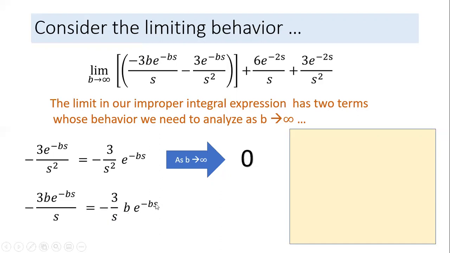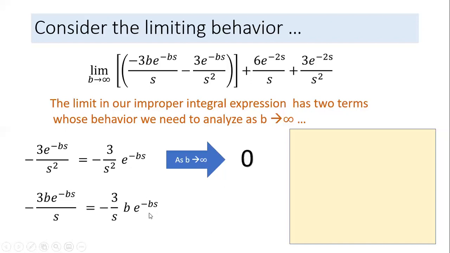The e to the minus bs, as we just said a minute ago, is tending towards 0. The b is tending towards infinity. So we have a piece that's tending towards infinity, and we have a piece that's tending towards 0. That would be what we refer to as an indeterminate form. But when we look at those functions and their growth rates, this is a linear function, a polynomial function in b, and this is an exponential.